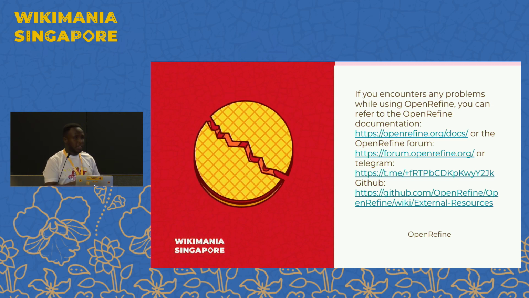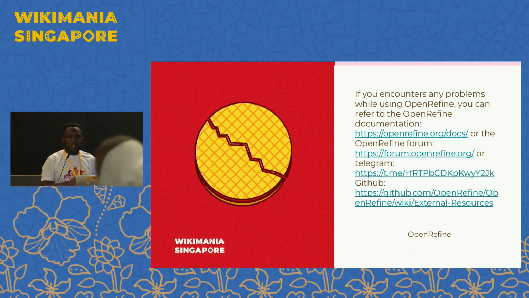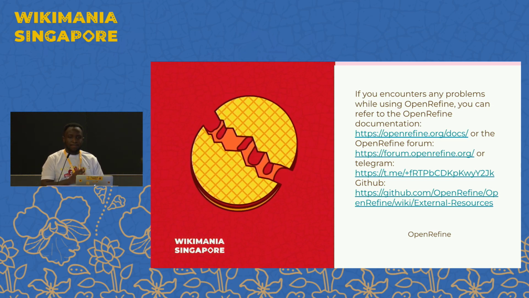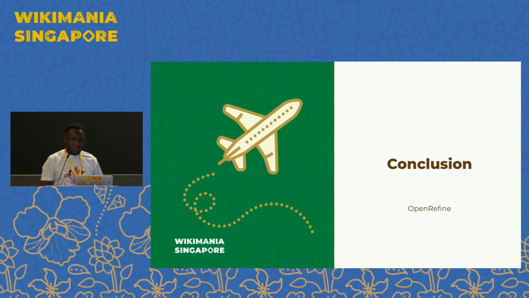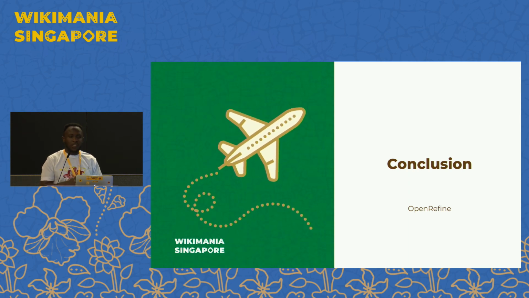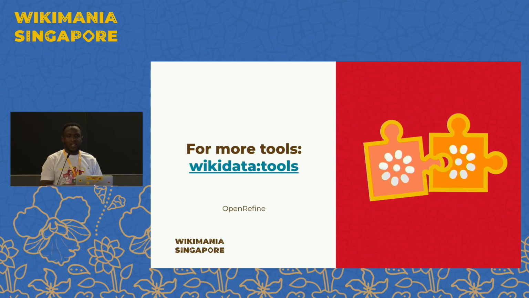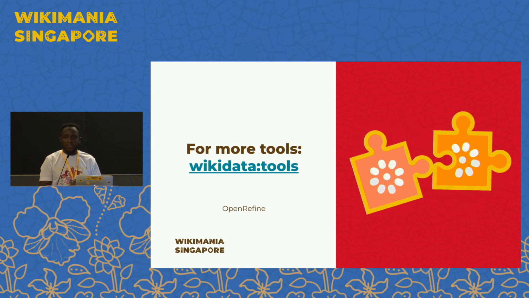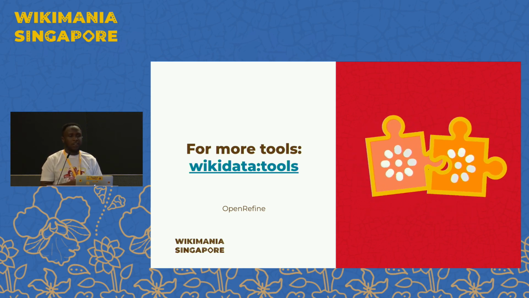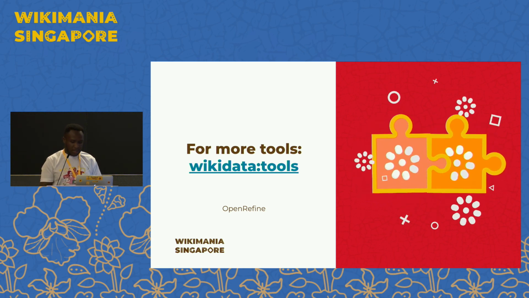With regards to GitHub, we can also find more tutorials on GitHub on how best we can learn more in terms of using OpenRefine at large. Okay, so you can also feel free to visit the Wikidata tools page to explore and understand much more tools that can help you know how best you can use the tools on Wikidata to enhance Wikidata and other Wikimedia projects at large.